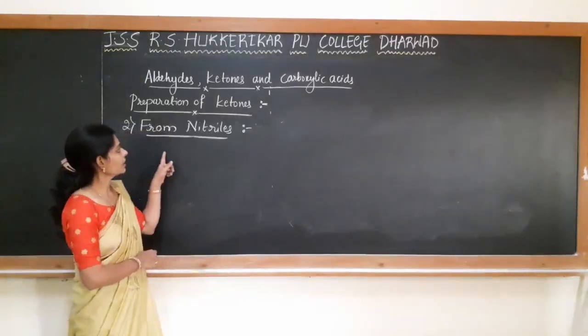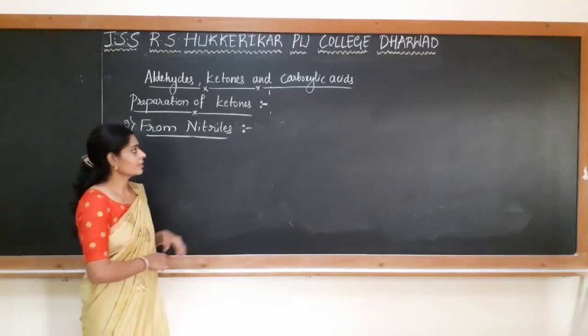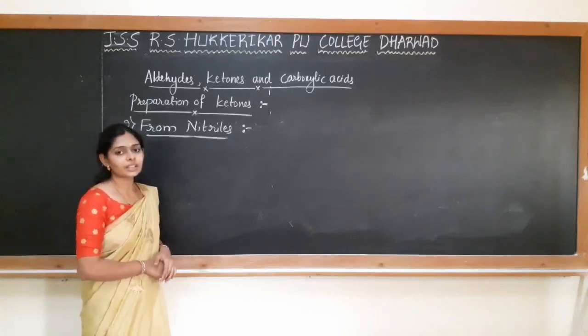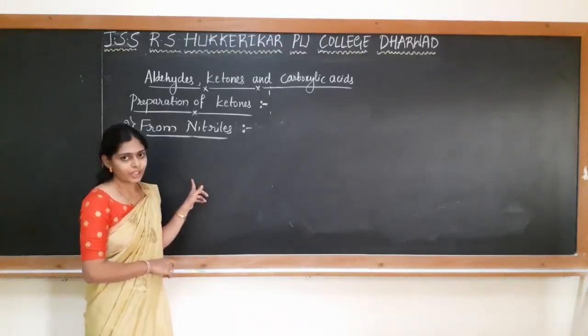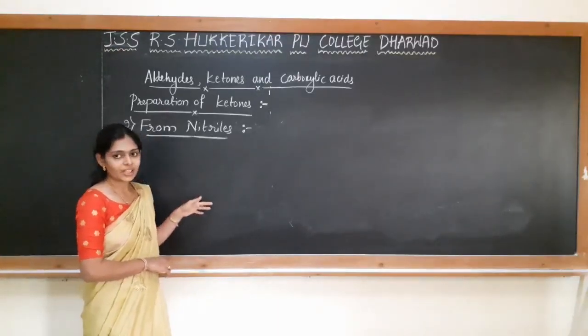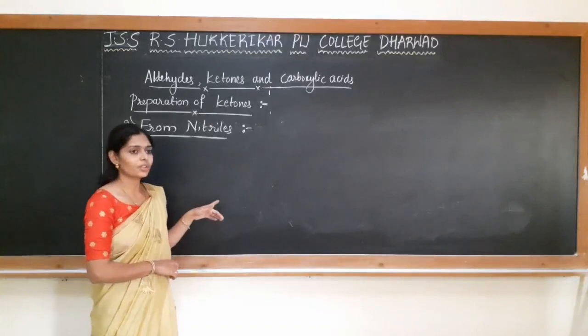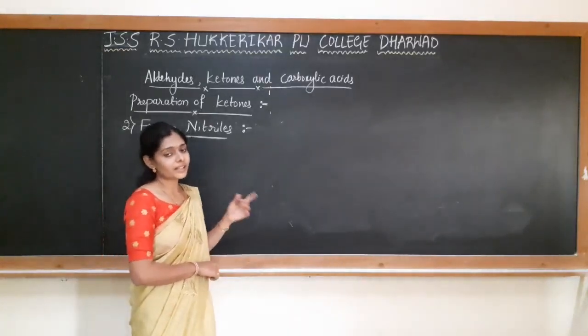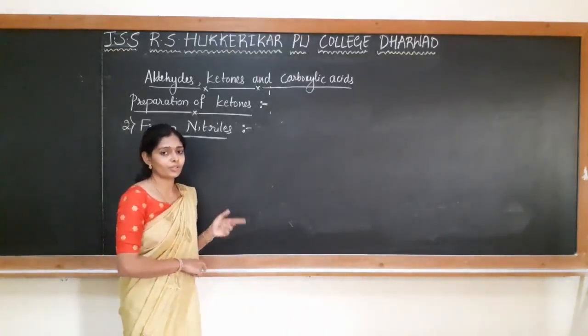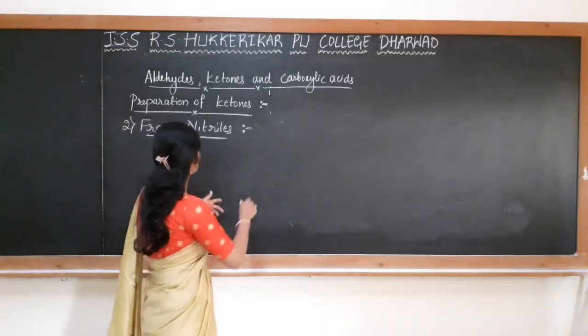The second method is from nitriles. So nitriles on reaction with Grignard reagent result in the formation of ketones. Here the addition reaction takes place. In the first step there is a formation of an addition product, which on acid hydrolysis results in the formation of ketone. Okay, so I'll write the reaction here.